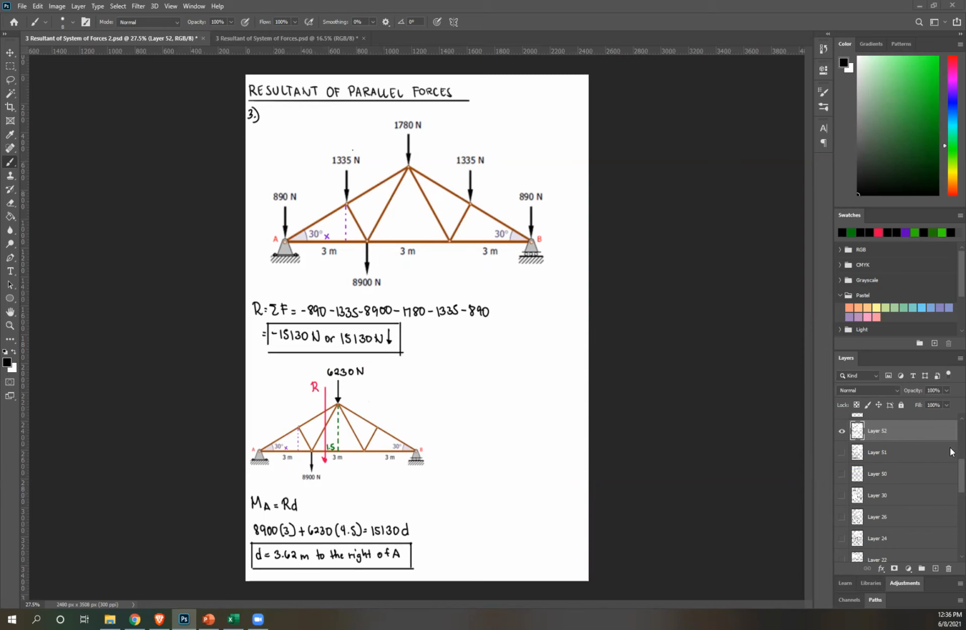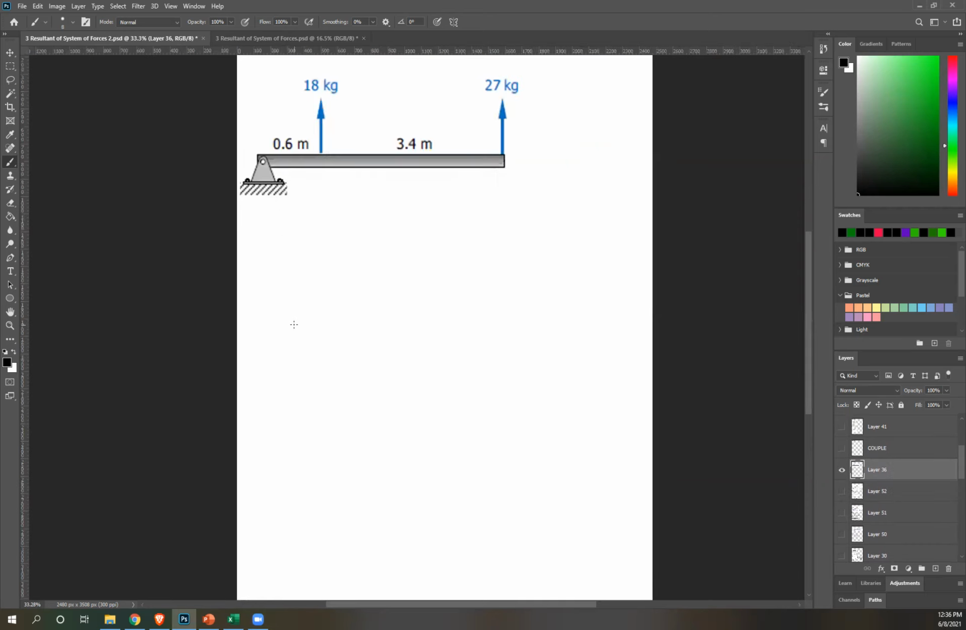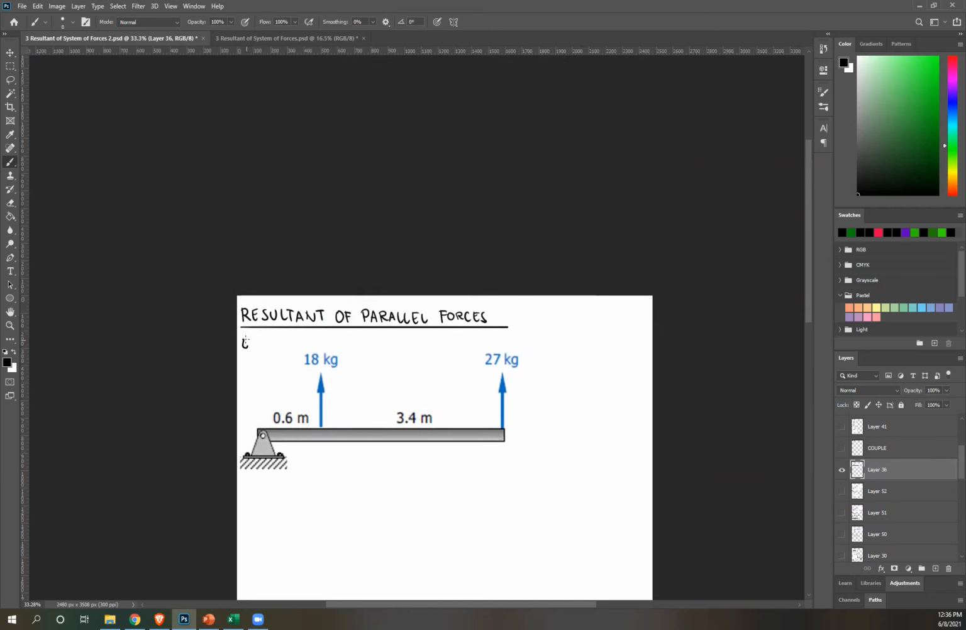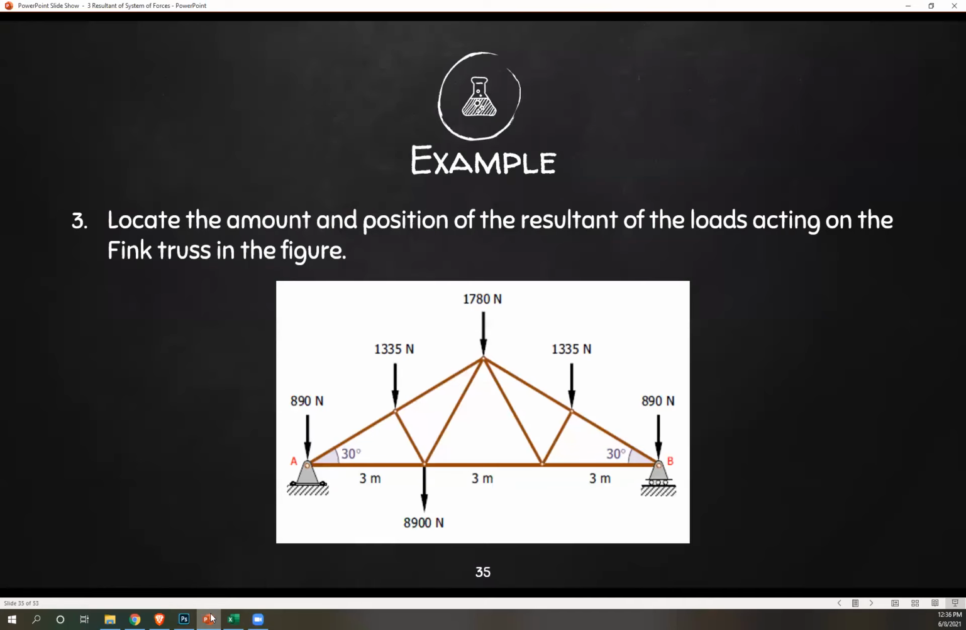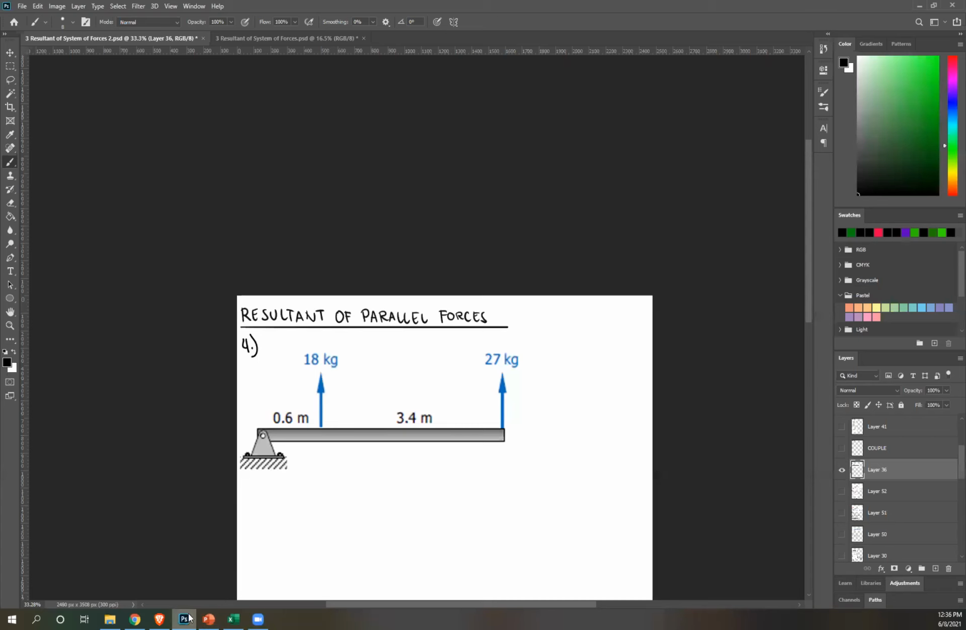Great, let's move on to number 4. The last question for parallel forces. The resultant of 3 parallel loads, one is missing in the figure, is 13.6 kilograms acting up at 3 meters to the right of A. Compute the magnitude and position of the missing load. Okay, now so it's reversed. We're given a resultant, we're looking for a missing load.